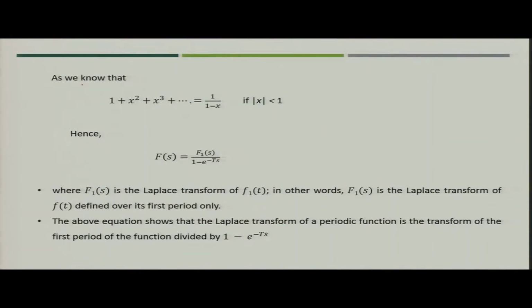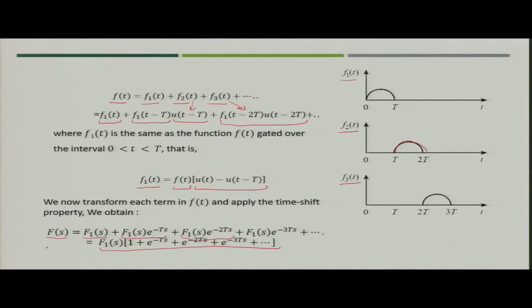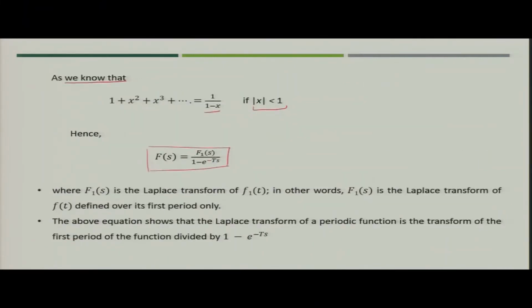So now if you sum up the series, that is 1 plus x plus x square plus x cube and so on, the value of the sum of this particular series is 1 upon 1 minus x, provided the mod of x is less than 1. So now if you use this property, you can simply write the value of F(s), that is the Laplace transform of a periodic function. We can write F(s) is nothing but F1(s) upon 1 minus e to the power minus Ts.